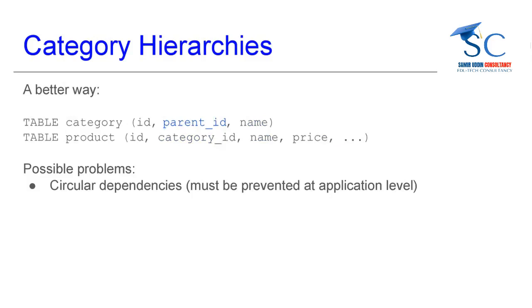Let's move on. Another better way is you can have a category table and a product table. Again, the product table has a column which points to the category ID, but then in the category table, you can have a parent ID column. So it means that in the category table, you store the categories and the relationships between the categories. Okay.